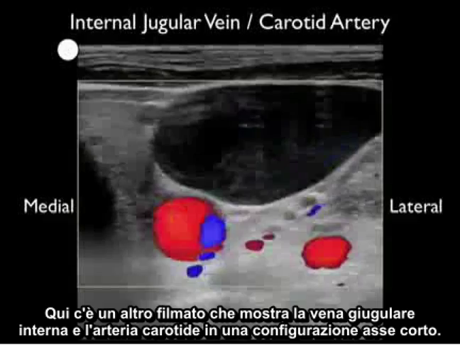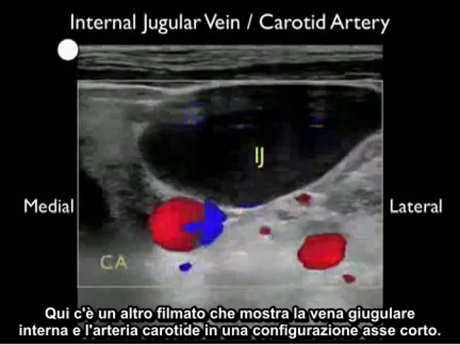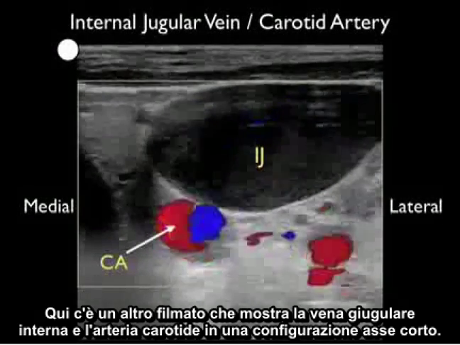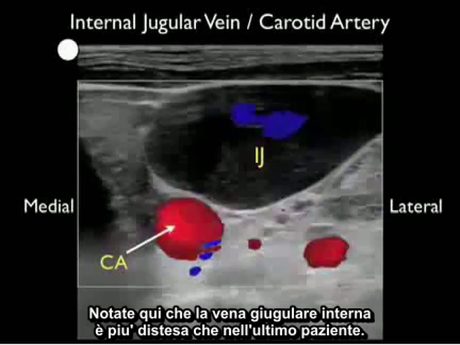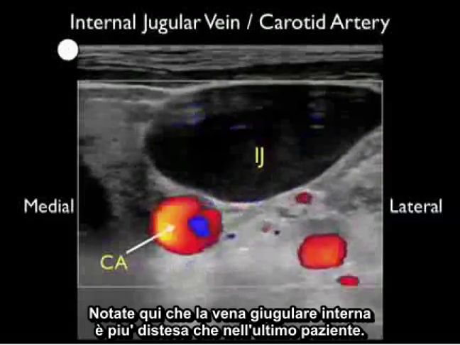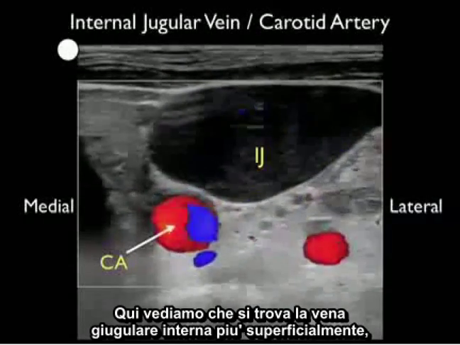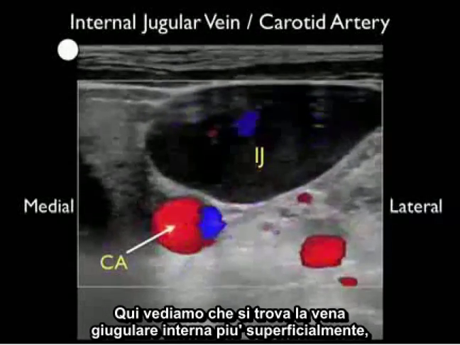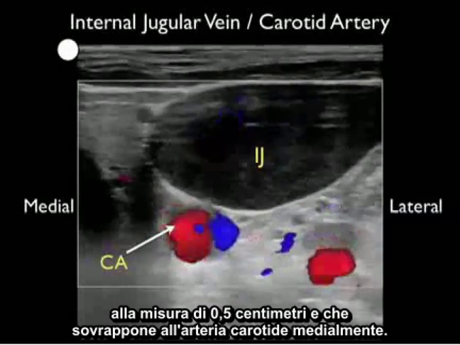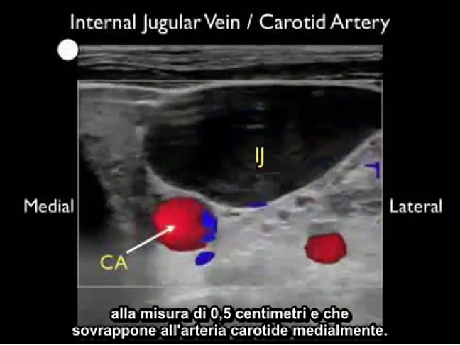Here's another video clip showing the internal jugular vein and carotid artery in a short axis configuration. Notice here that this internal jugular vein is much more distended than in the last patient. Here we see that the internal jugular vein is located more superficially, at about 0.5 centimeters, and that it overlaps the carotid artery medially.